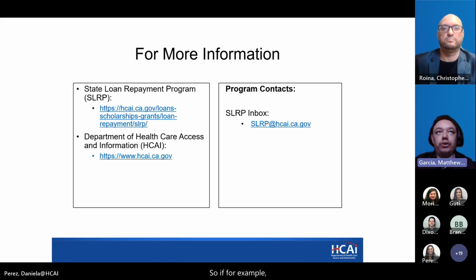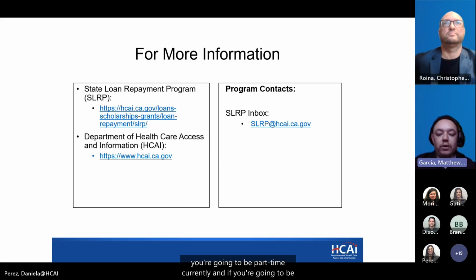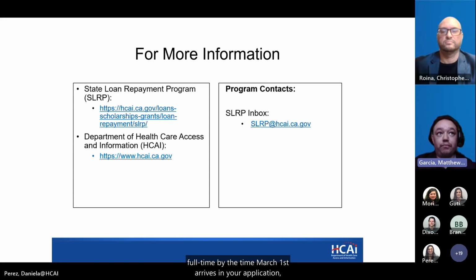So if, for example, you're going to be part-time currently, and if you're going to be full-time by the time March 1st arrives in your application, you would be able to submit that you're a full-time employee. And as long as you maintain the full-time hour requirement, we would consider you full-time at the time of your start obligation.